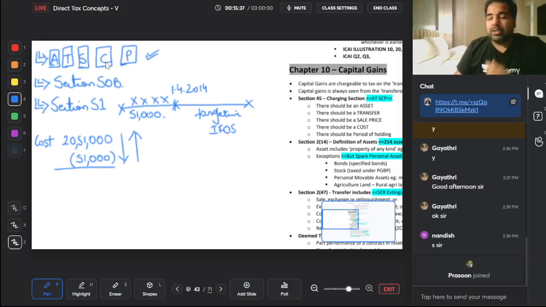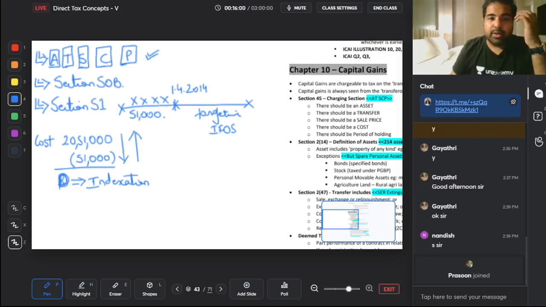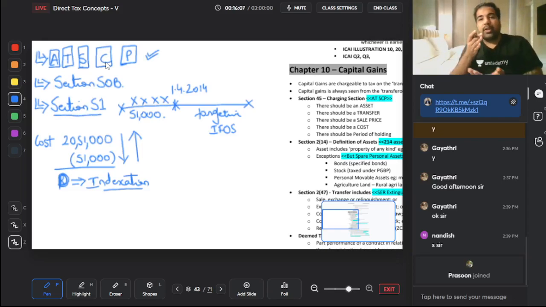And what if the cost has to be indexed? Will I index first or will I reduce first? You will first reduce and then only you will do indexation. You will first deduct, only then you will do indexation, because the government doesn't want to index or inflate a bigger amount. Indexation, you know, is inflating. So hence they say that first you deduct 51,000 and the balance 50 lakh, only that you have to index. That is the concept of section 51. Very simple, very easy. Forfeiture before 1/4/2001 and IFOS after 2014.